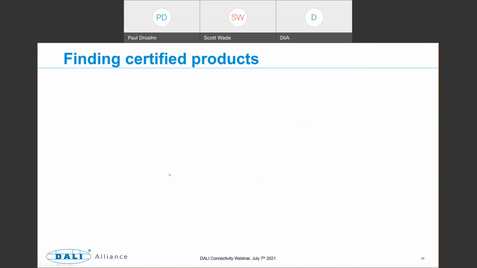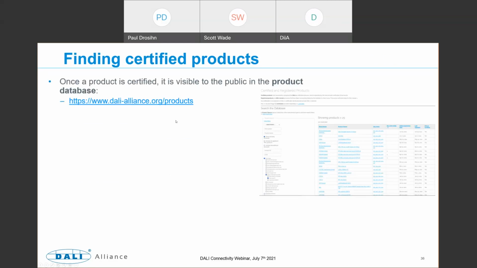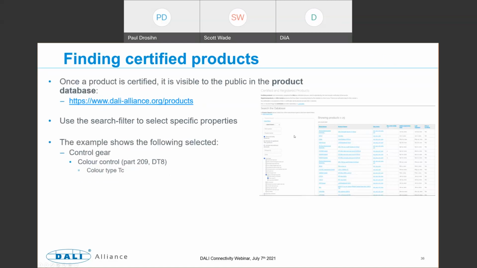Once the products are in the database, you can search and filter your search quite easily. So go to this link for the product database, use the search filter. Just as an example, I know this is too small to read on the right, but as an example, you could filter to show all control gear, filter it down to color control gear only, and actually filter color control gear down to only the tunable white color type, the TC color type, if that's all you're interested in, and then hit search, and it only shows those in the search results.